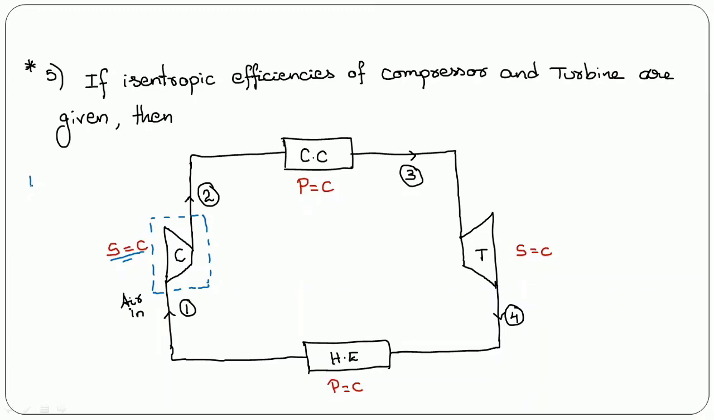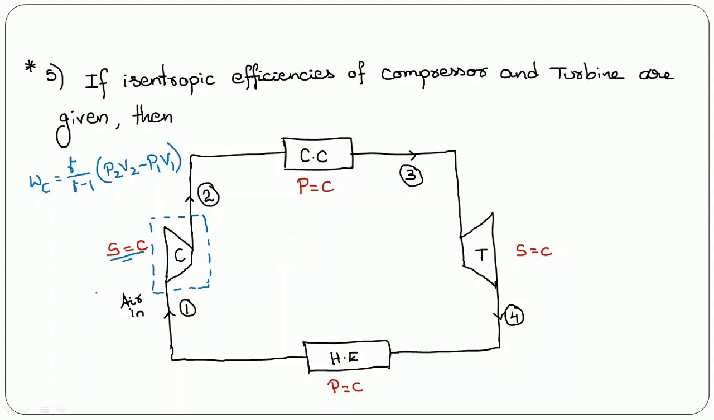So when we consider an open system, and the process is isentropic compression, the work input that is required for compression can be written as gamma by gamma minus 1 into P2 V2 minus P1 V1. So this is the work required for compression.